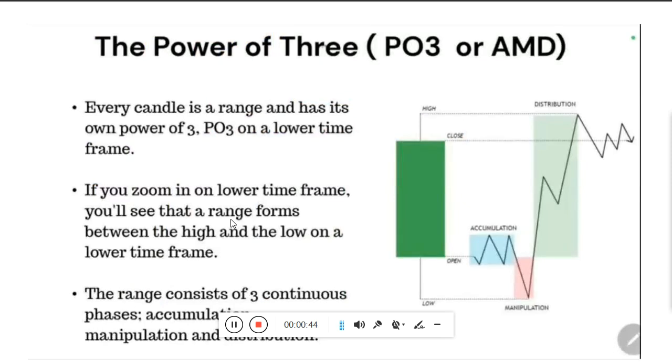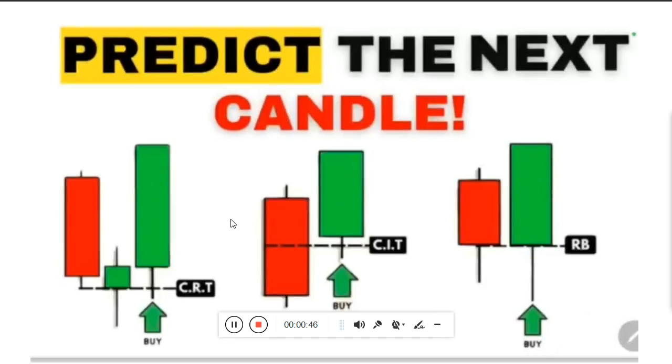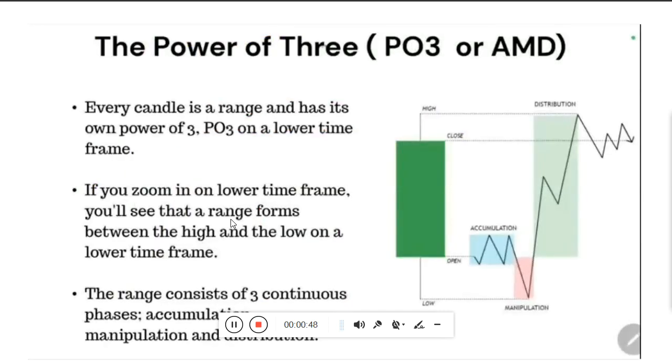So in this video, I'm going to be showing you the power of three. The power of three, which we know as the accumulation, manipulation, and distribution, is a candlestick pattern, right? It's a candlestick formation whereby every candle is a range and it has its own power of three.